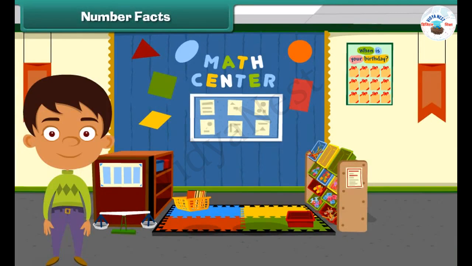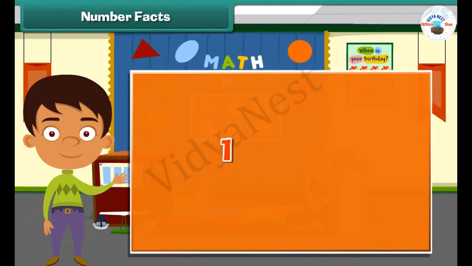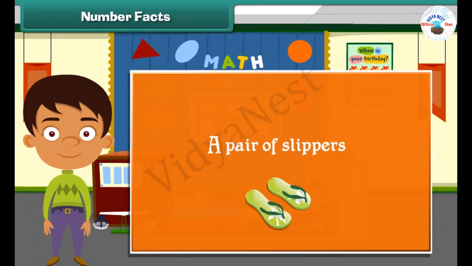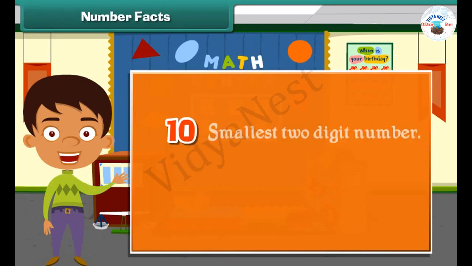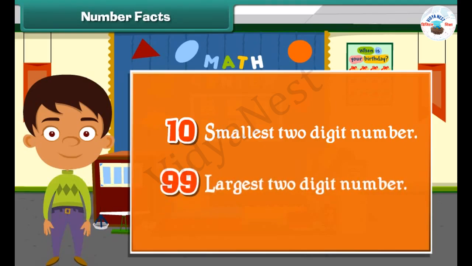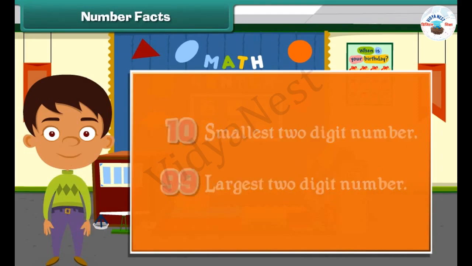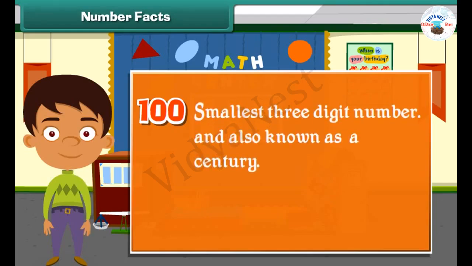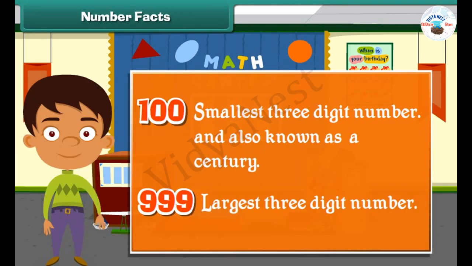Number facts. Each number has an interesting fact associated with it. Let us know more about them. Number 1 is known as the ace number. A pair is a group of two objects. 10 is the smallest 2-digit number. 99 is the largest 2-digit number. 100 is also known as a century. 100 is the smallest 3-digit number. 999 is the largest 3-digit number.